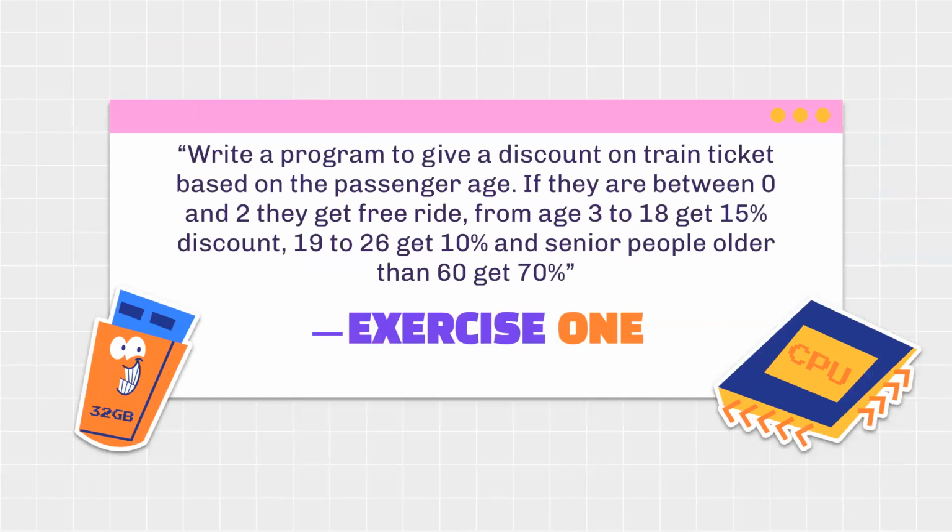Now it's time for your first exercise. Write a program to give a discount on a train ticket. Like if you're taking a train from DSP or somewhere else, and you want to write a program to give a discount based on the passenger age. If they are between 0 and 2, they get a free ride.